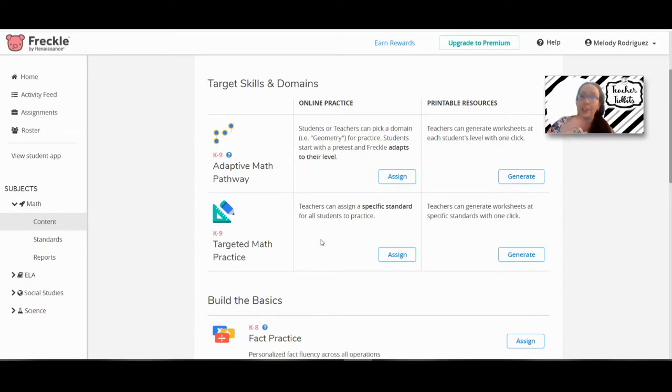Targeted practice is where you get to assign a specific standard. It could be a standard at the grade level you're teaching, or it could be a standard for your intervention kids or a standard for your gifted students.